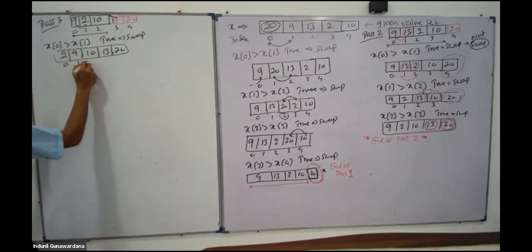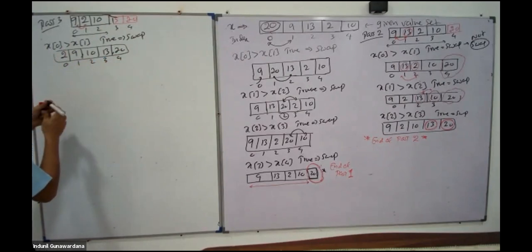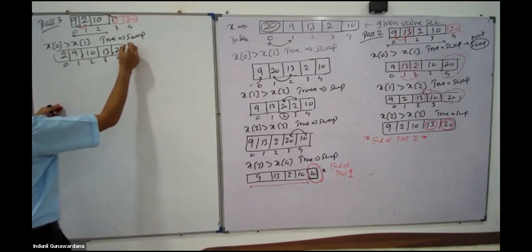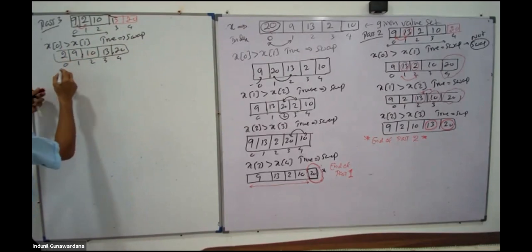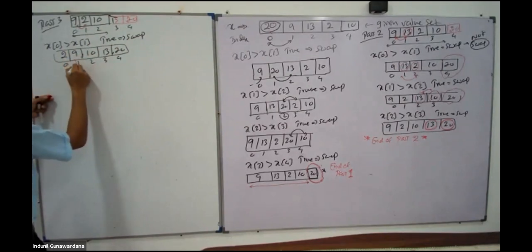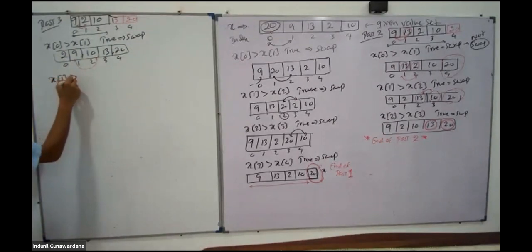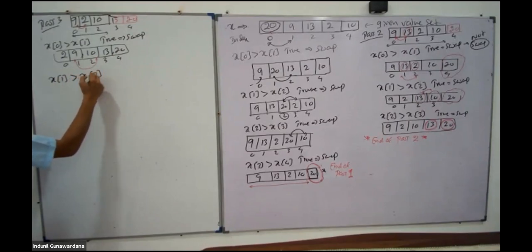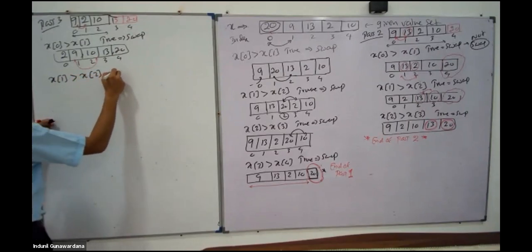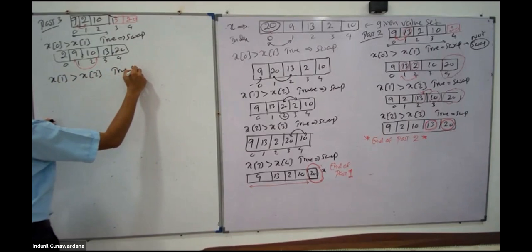Then the indexes are 0, 1, 2, 3, 4. Then these are already there. Now we have to compare the other two numbers. Here to there, there is going to be x1 compared with x2. Then if it is true, we have to swap.